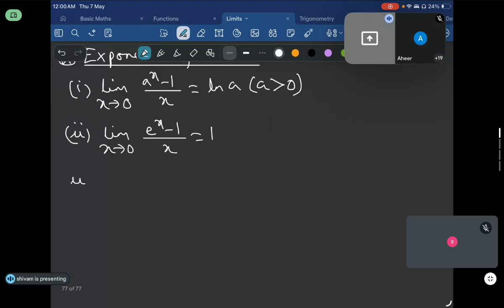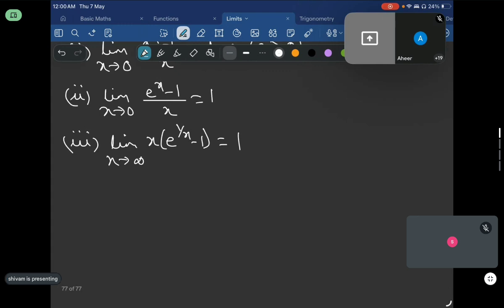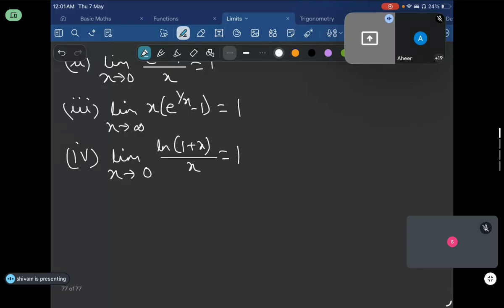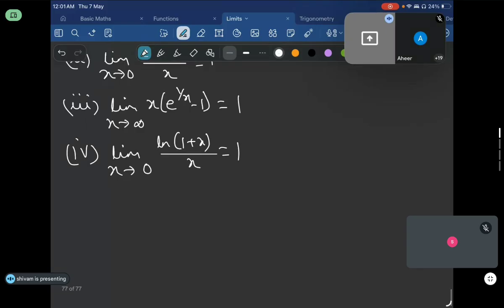Next. Similarly, if x is tending to infinity, x will change to 1 by x. Limit x tends to infinity, x into e to the power 1 by x minus 1. This will be equal to 1. Next, number 4, if you need the proof of any of the standard forms, let me know. Limit x tends to 0, ln 1 plus x upon x. This will be equal to 1. How to prove it? Just use L'Hopital, you will get the result.